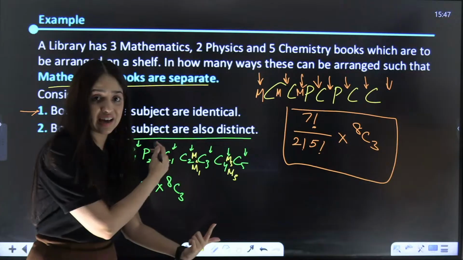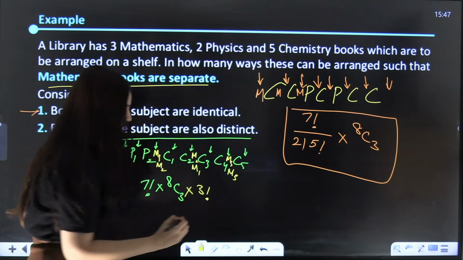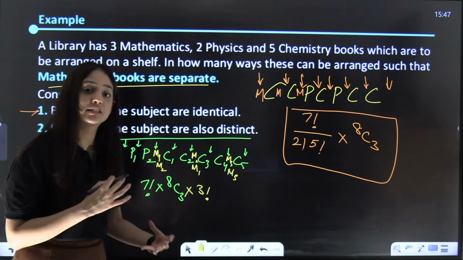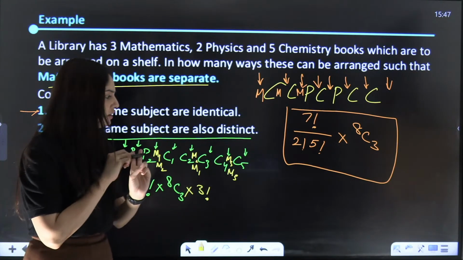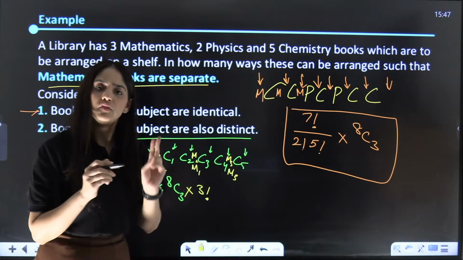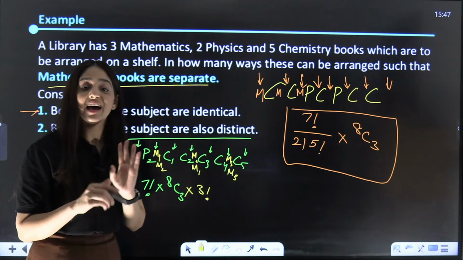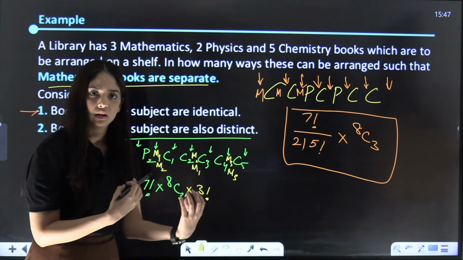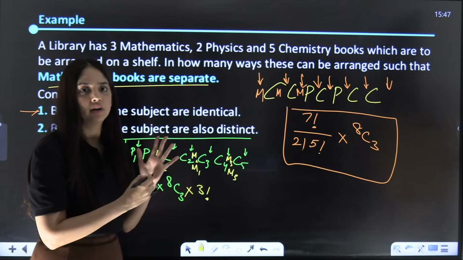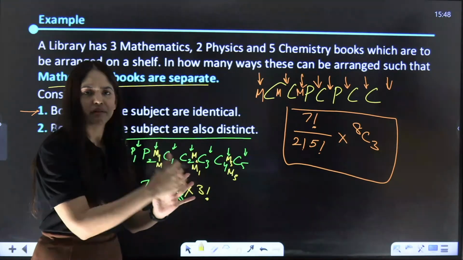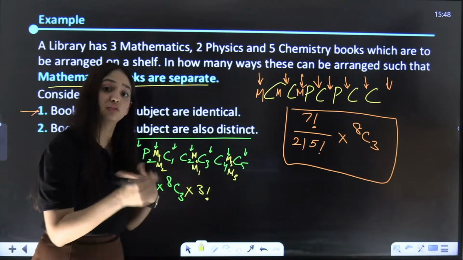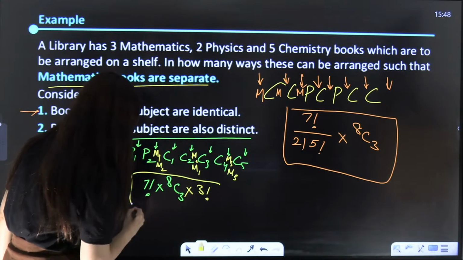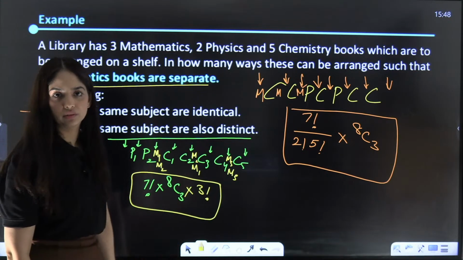So within these 3 gaps, we have to arrange these 3 maths books, because once we have selected the gaps, we can still get 6 different arrangements. We have finalized the position of physics and chemistry books. We have finalized where maths books are going to go, and still we can arrange maths books within those gaps, right? Out of those 3, the first one could be M1, then M2, then M3, or it can be M2, M1, M3, M3, M1, M2. Like that, we can have 3 factorial arrangements for the maths books. So that is why we have to multiply the entire thing with 3 factorial.